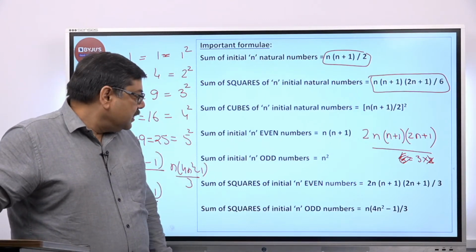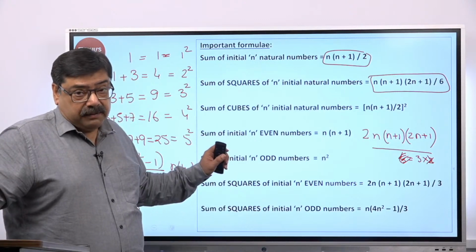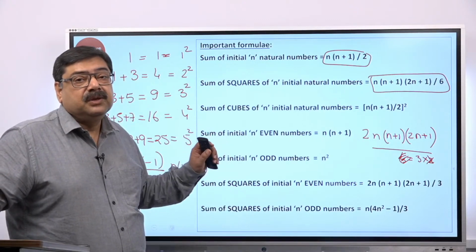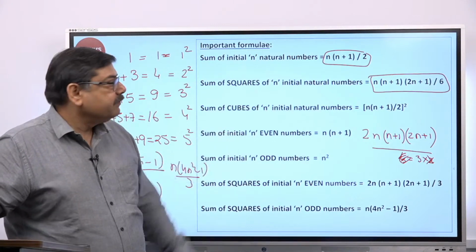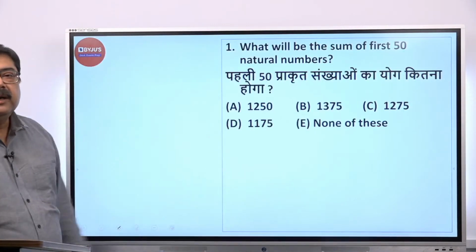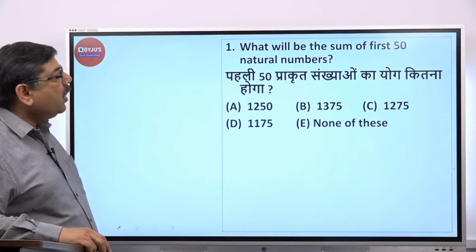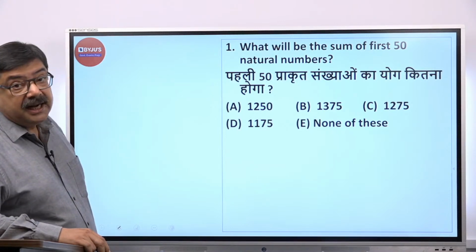Alright. So you are asked questions based on these formulas. So you have to learn them by heart. चले जी फटाफट से ये क्वेश्चन सॉल्व करते हैं. What will be the sum of first 50 natural numbers?